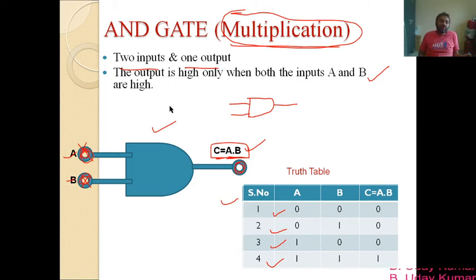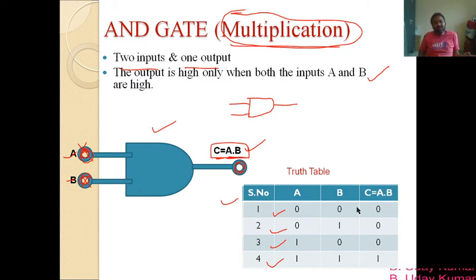Now from the truth table, it is clear that the output is high only when both the inputs A and B are high. So this becomes the definition of AND gate. Okay, so this is what you have to understand. AND gate is defined as the gate whose output is high only when both the inputs are high. So this becomes the definition of AND gate.